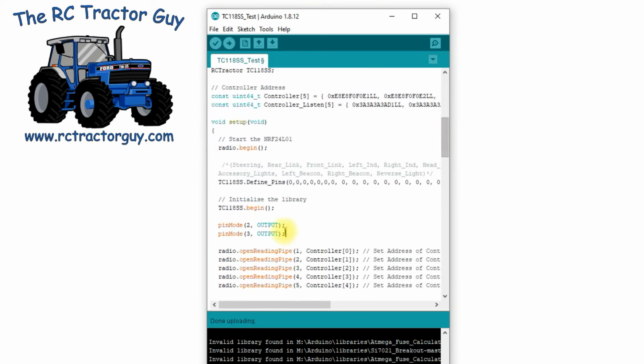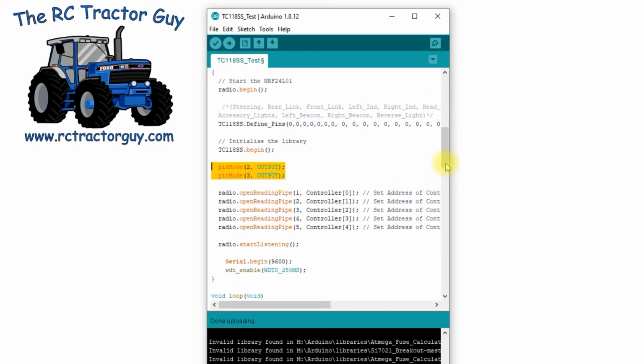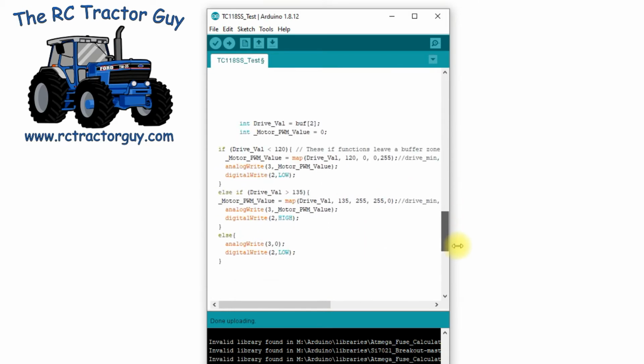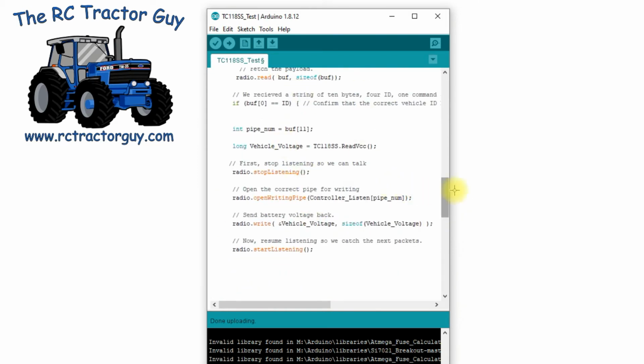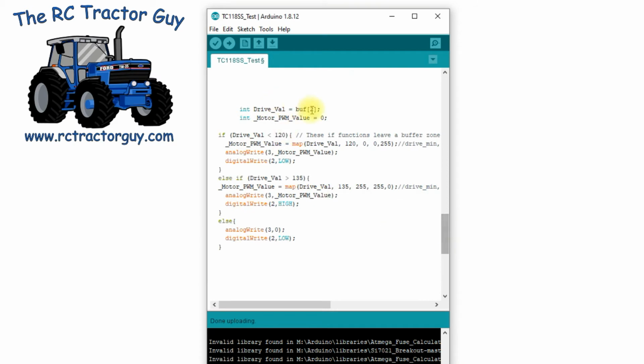I've added this section. I got rid of all the pin controls because we're not actually controlling anything. I've just added 2 pin settings during the setup to make sure our 2 outputs are set as outputs. And then after we've received the signal from the controller, buff 2 is the drive value that usually goes to set the motors. So I've taken that value and set it to this int called driveVal. I have another int here for the PWM value.